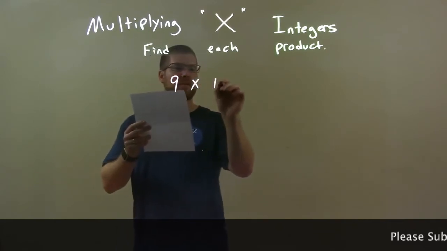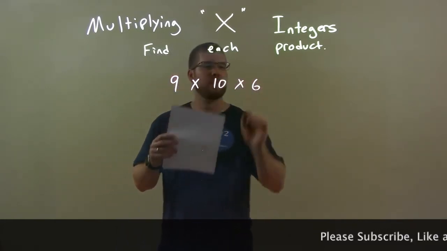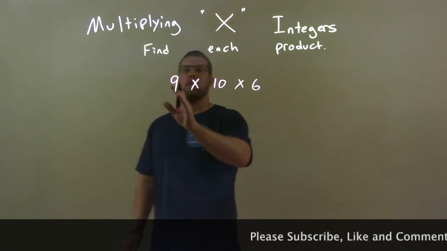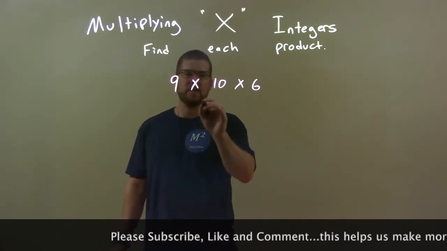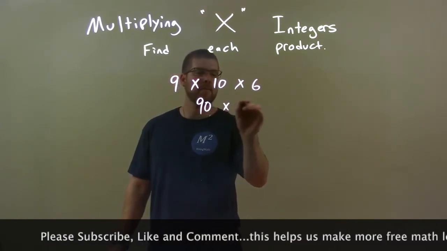9 times 10 times 6. Okay? Well, all multiplication, let's just read left to right here. 9 times 10 is easy. That's 90. All right, but we bring down the 6.